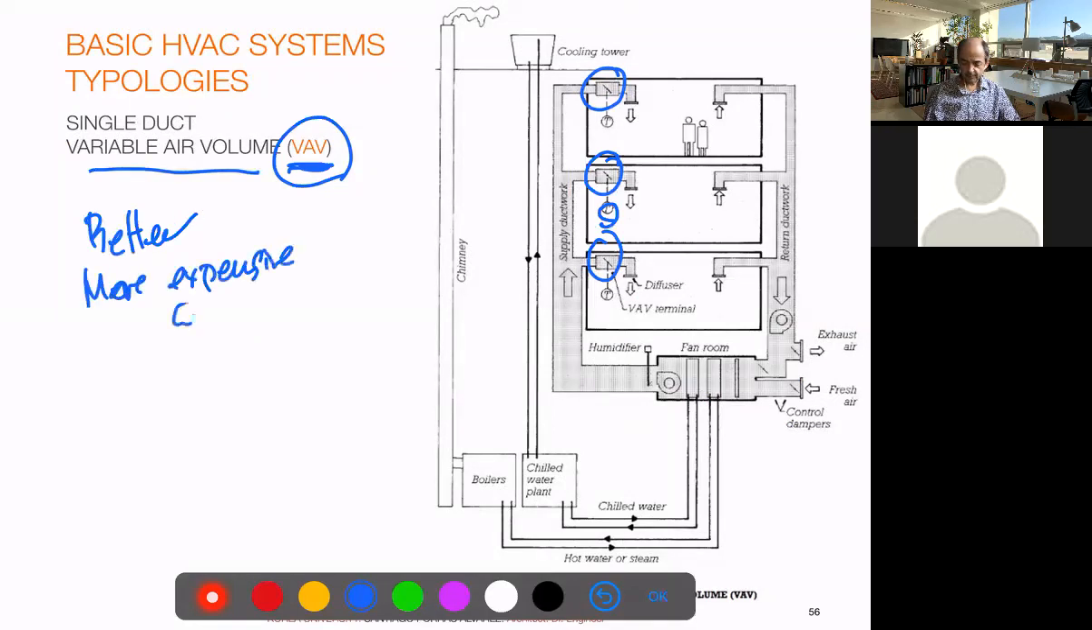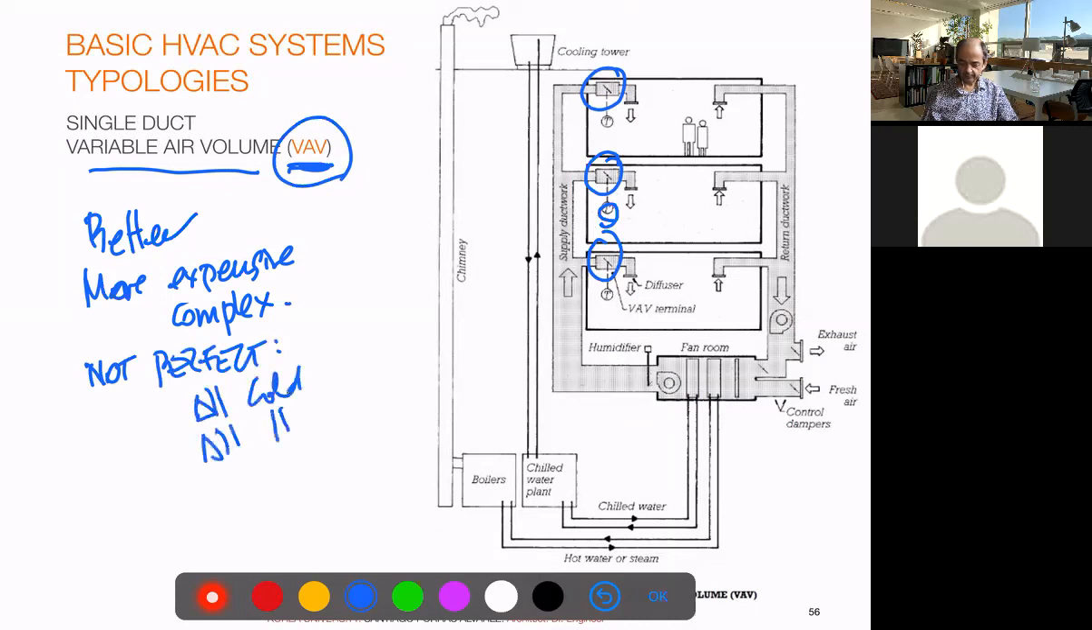Also more complex. That means there are more pieces that can break, so you need more maintenance, but still not perfect, because this is everybody cold or everybody hot. You have no choice.